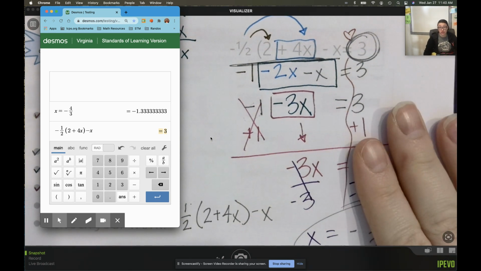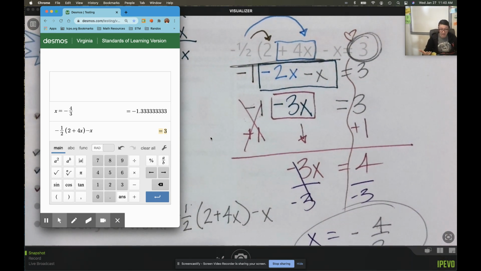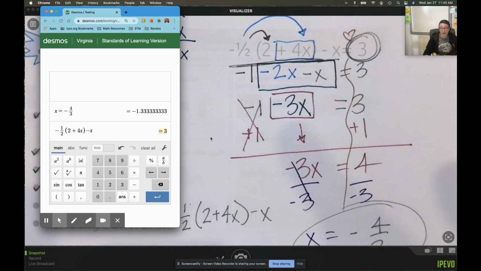I know this was a really tough one, but like I said, it can't get much harder than having fractions and all these negatives in there. So nice job following me along with that. If you have questions, if you need more practice, let me know, and we'll keep on to the next part.